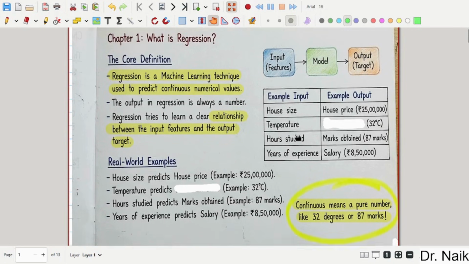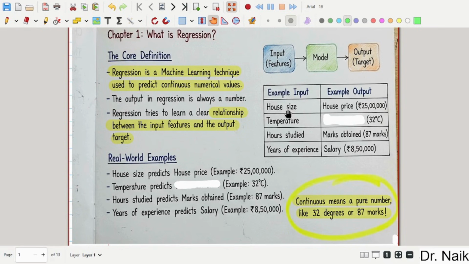For example, if the input is house size, then it will predict the price of the house, for example 25 lakh rupees. If the input is temperature, then it will predict 32 degrees Celsius. Another example: if the input is study hours, then it will predict marks out of 100, that is 87 marks. If the input is years of experience, then it will produce a salary as output, for example 8.50 lakh rupees. A continuous number means a pure number like 32 degrees Celsius or 87 marks.